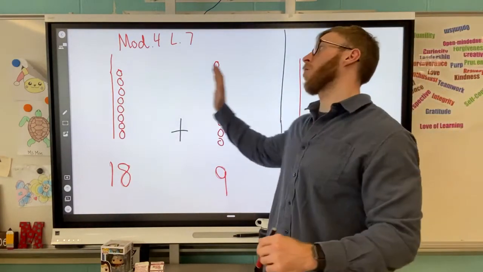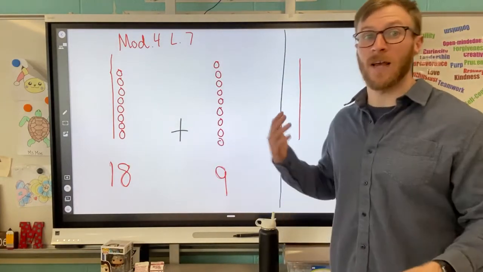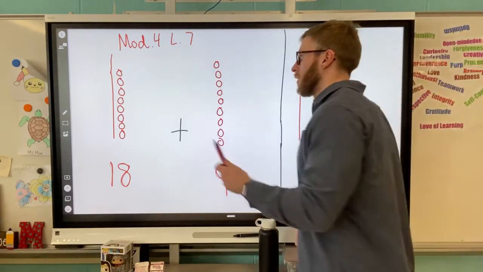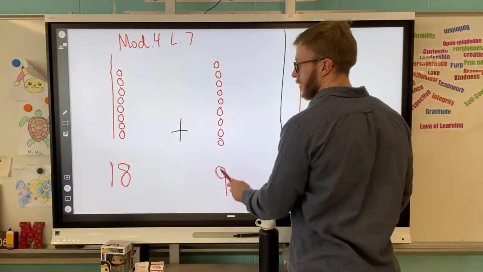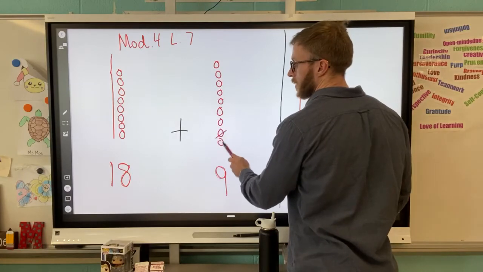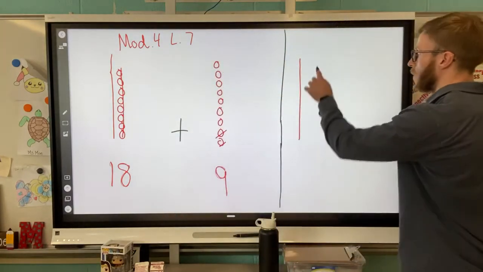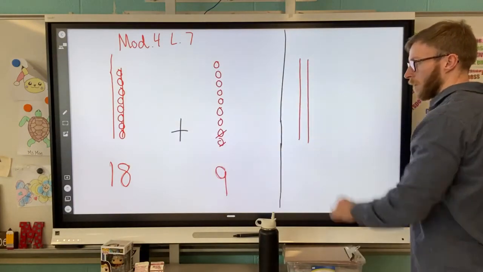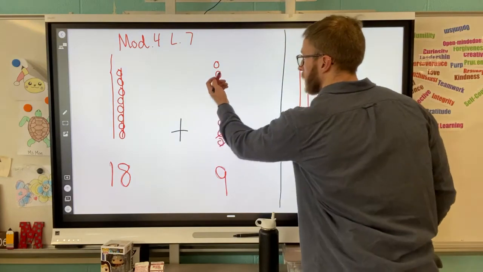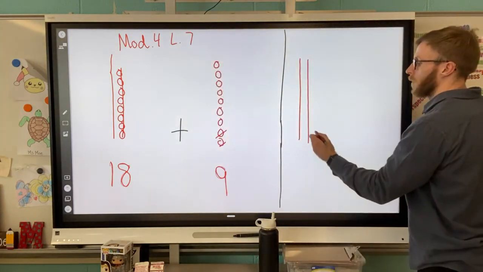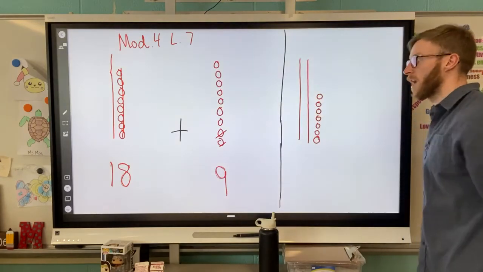Now we gotta add up all these ones. There's a lot of them. And remember, if we get more than 10, we're gonna have to make another group of 10. So I have 8 right here, then 9, 10. So I'm gonna use these and all of these to make another 10. And now I have these ones left over. 1, 2, 3, 4, 5, 6, 7.